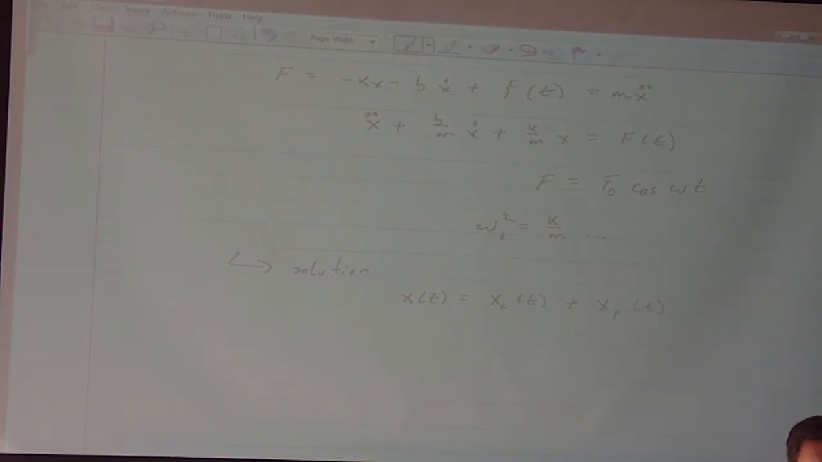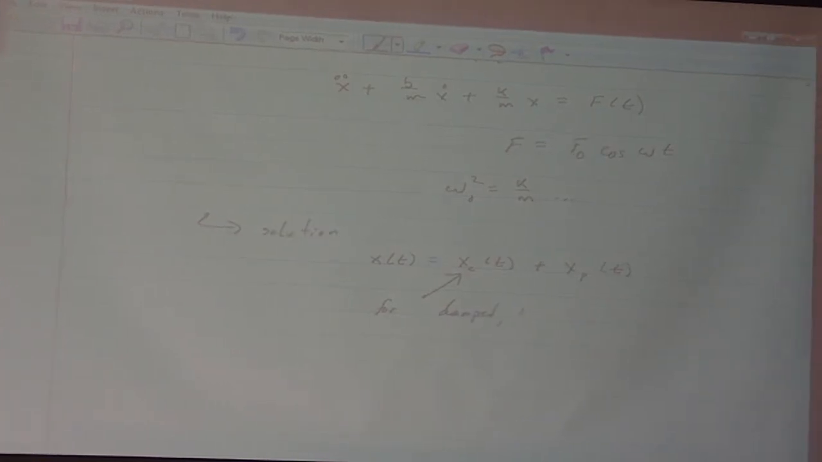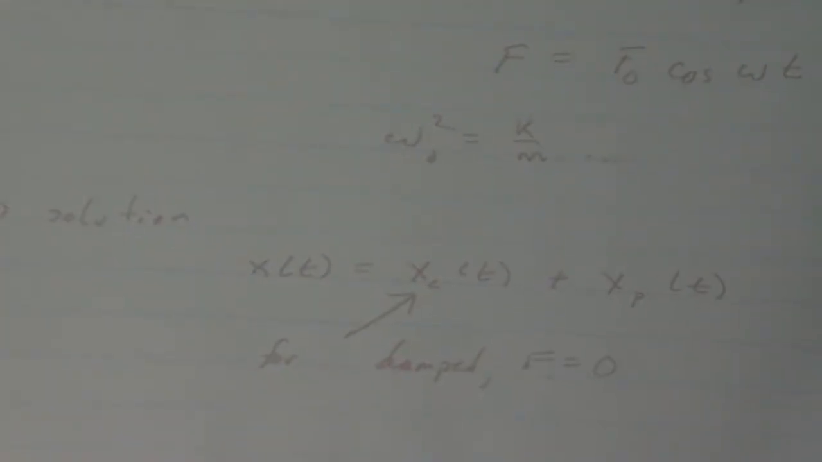Alright. So we write the solution as the sum of two functions. x_c is called the complementary solution, and the complementary solution is just the ordinary old solution of the damped harmonic oscillator equation. So x_c is for the damped oscillator, the F equals 0 solution.